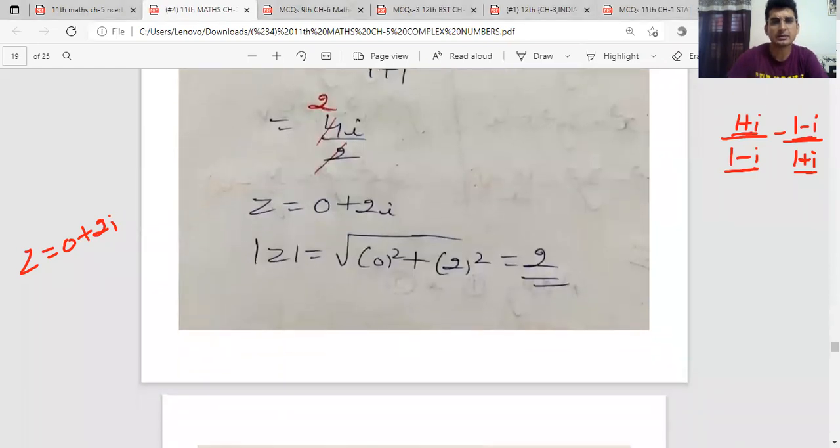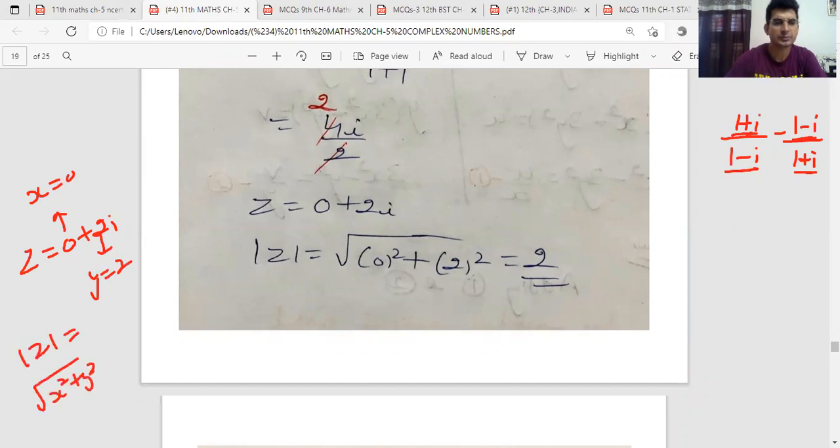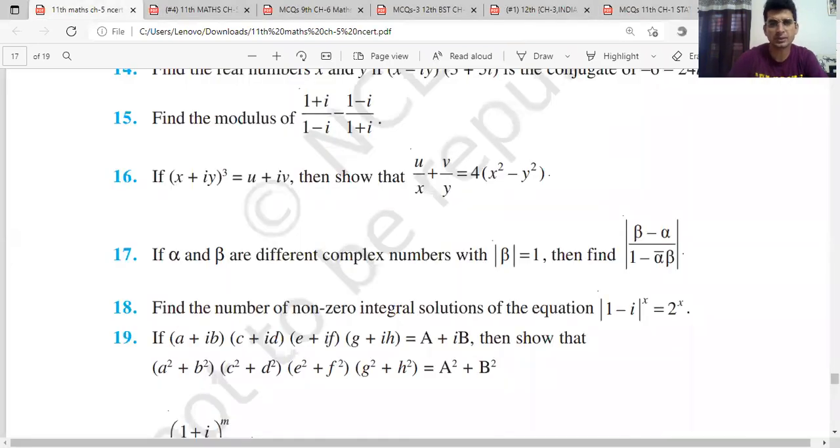Now we have to find its modulus. Here x is equal to 0 and y is equal to 2. The value of modulus is equal to under root x square plus y square. X square means 0 square and y square means 2 square, that is 4, and the square root of 4 is 2. This is the solution of this question. That's what we had to compute: find the modulus of this value.